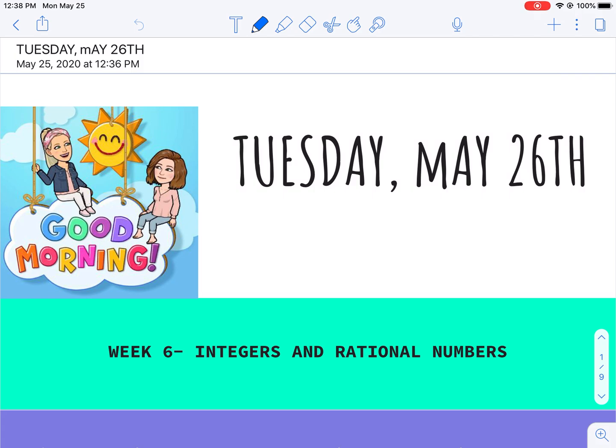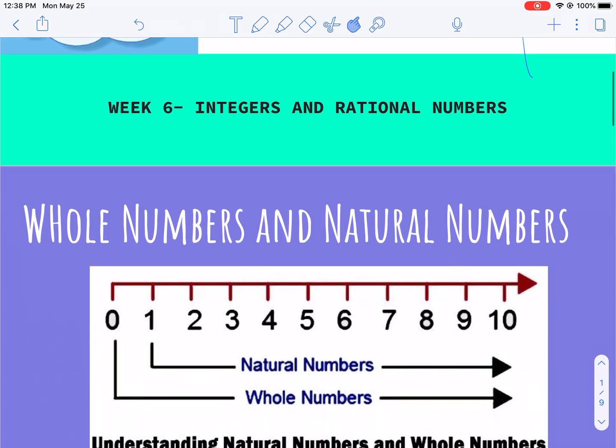Today we are going to start week 6. We are focused on integers and rational numbers. And I think you guys will see a lot of overlap with what you did on the coordinate plane, because that also embeds itself into this topic. So the first thing I want to talk about with you guys.